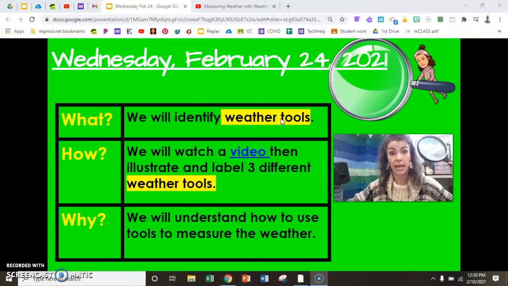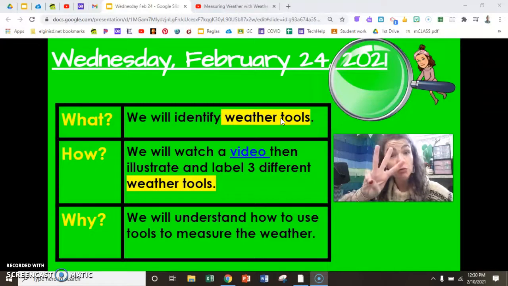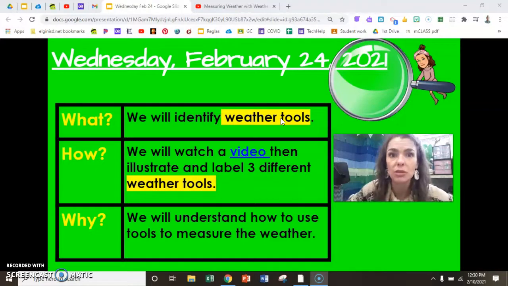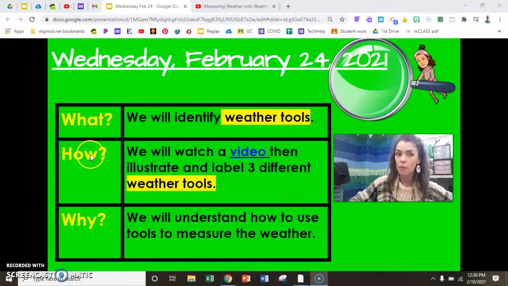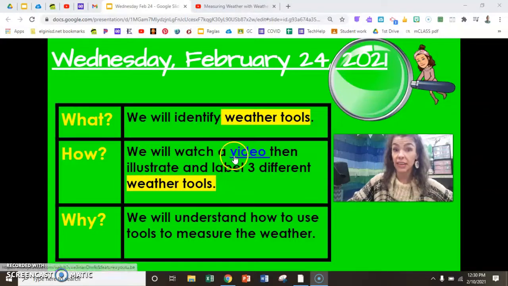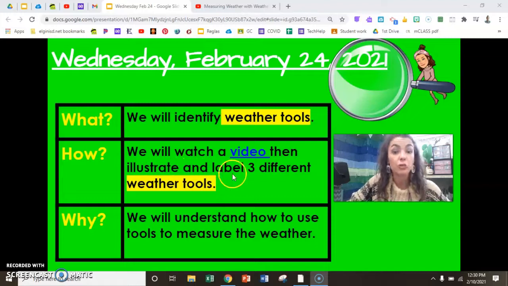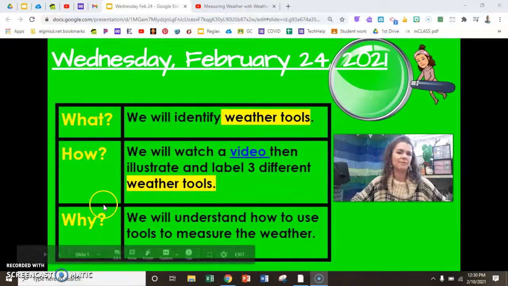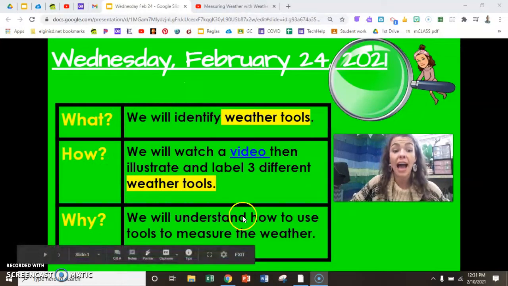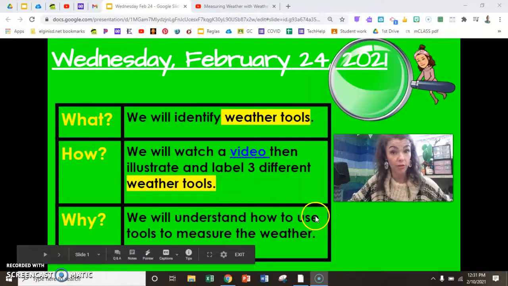We're going to learn today. We will be finding 3 weather tools. How? First, we will watch a video, then illustrate and label 3 different weather tools. How many tools are we going to draw and label today? Ding! 3. But why? We will understand how to use tools to measure the weather.